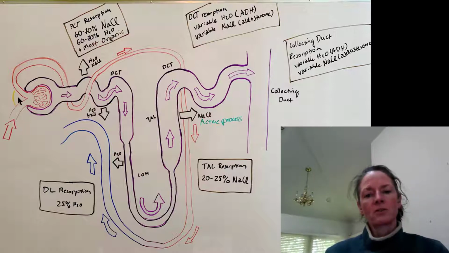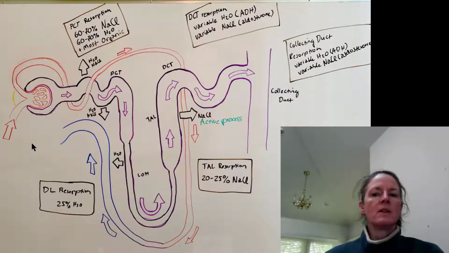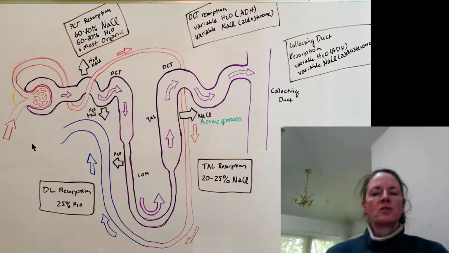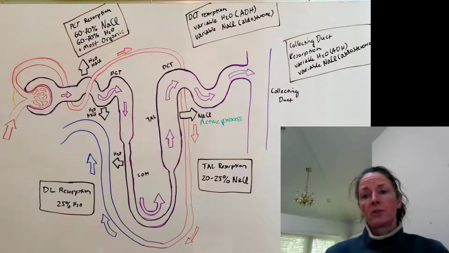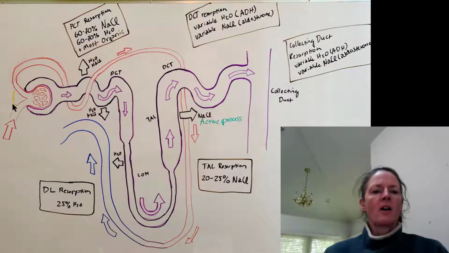One of the things the juxtaglomerular complex does is make renin. And we talked about renin before. It is part of a cascade that will lead to the eventual production of angiotensin II, which causes blood pressure to be raised. So let's talk a little bit about how that works.